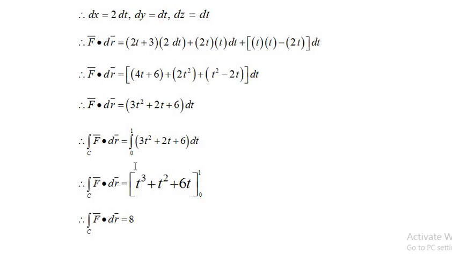Let us integrate. Integration is 3t cube upon 3, that is t cube, plus 2t square upon 2, that is t square, plus 6t from 0 to 1, and that is equal to 1 cube plus 1 square plus 6, minus everything will be 0, that is equal to 8.